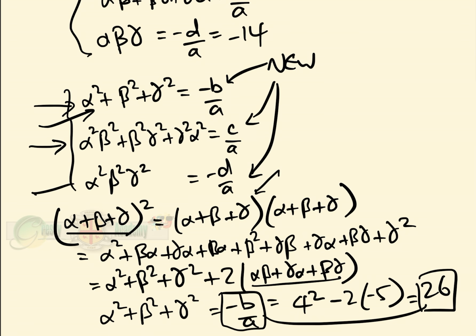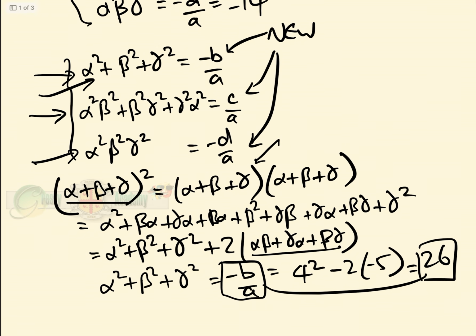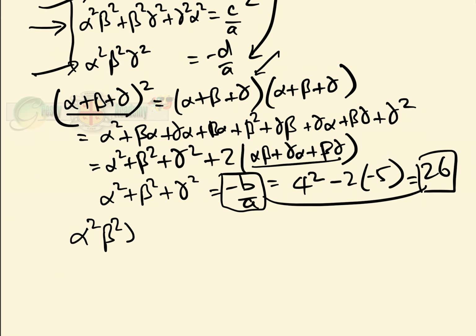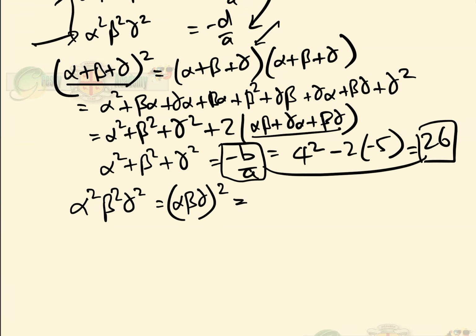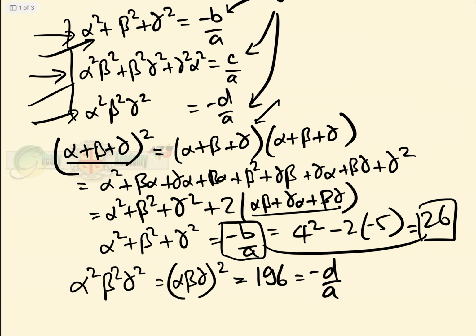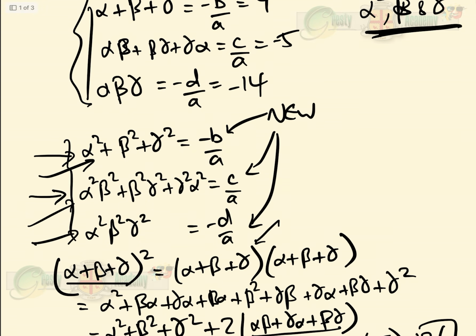That's quite easy. Now this one is obviously very easy, because alpha squared beta squared gamma squared is simply equal to alpha beta gamma squared, and alpha beta gamma we have as minus 14, so alpha squared beta squared gamma squared is 196, and that's minus d over a. That just leaves us with the tricky one now, which is how do we work out alpha squared beta squared add beta squared gamma squared add gamma squared alpha squared, given these three here. It's not easy if you haven't seen it before. And remember, in a minute we're going to do a much quicker method, which is much neater than this and gets the answer out in about half a minute.